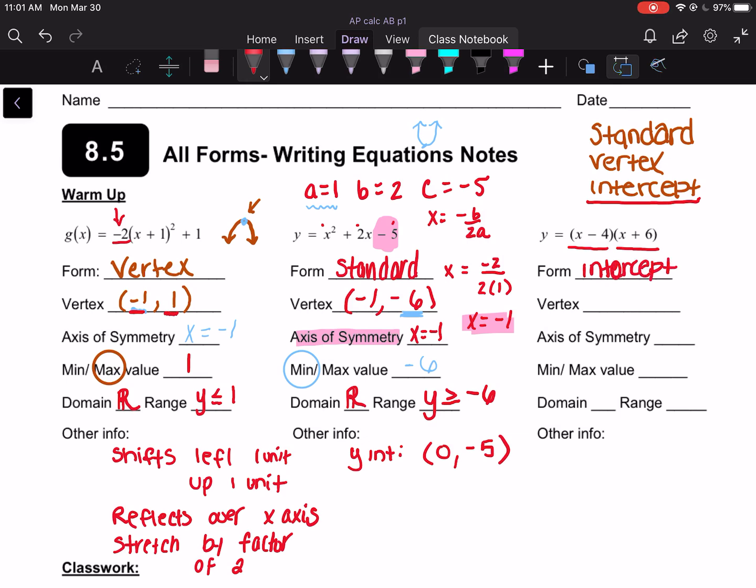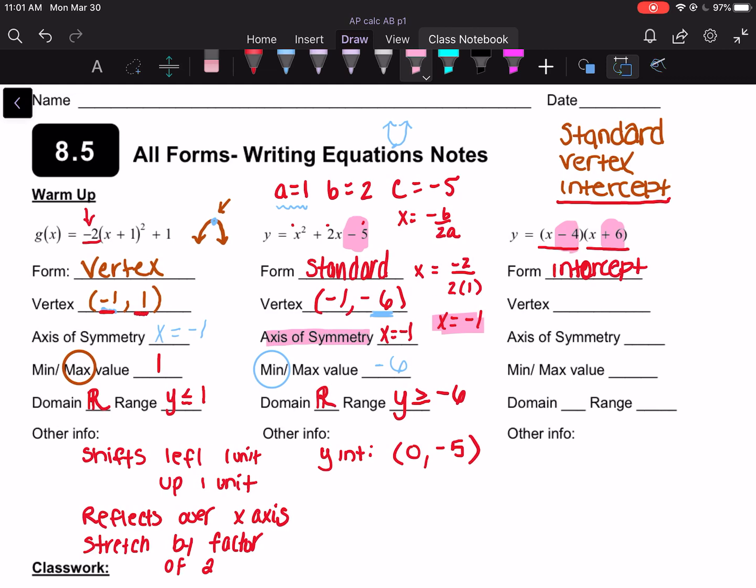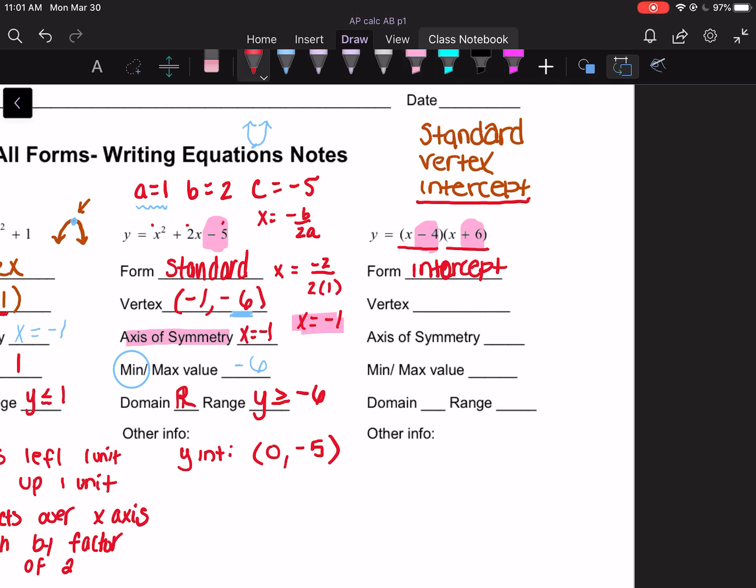The vertex comes from finding the x-intercepts first. So what we're going to do is ask, okay, if these are my factors, then the opposite of these numbers give me my x-intercepts. So in this case, the opposite of -4 is +4, and the opposite of +6 is -6. So when you write it, write out the intercepts, and I'm going to write that down here.